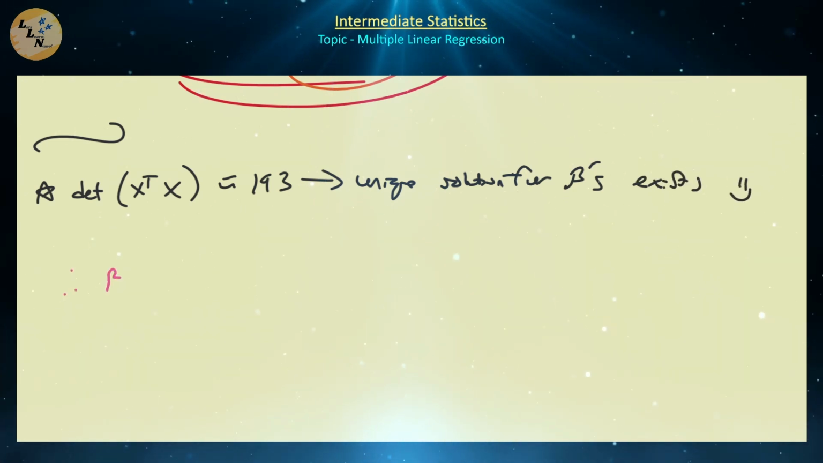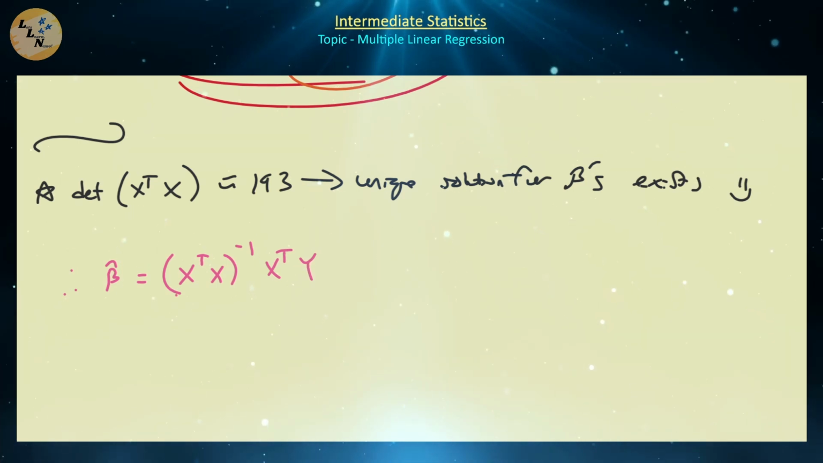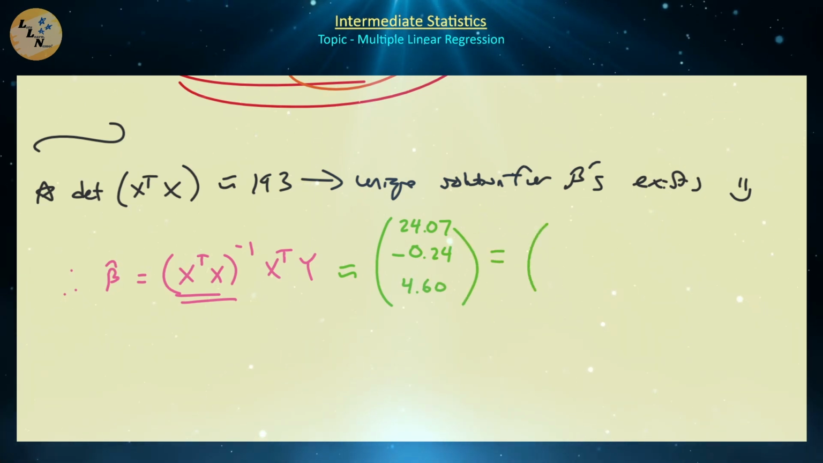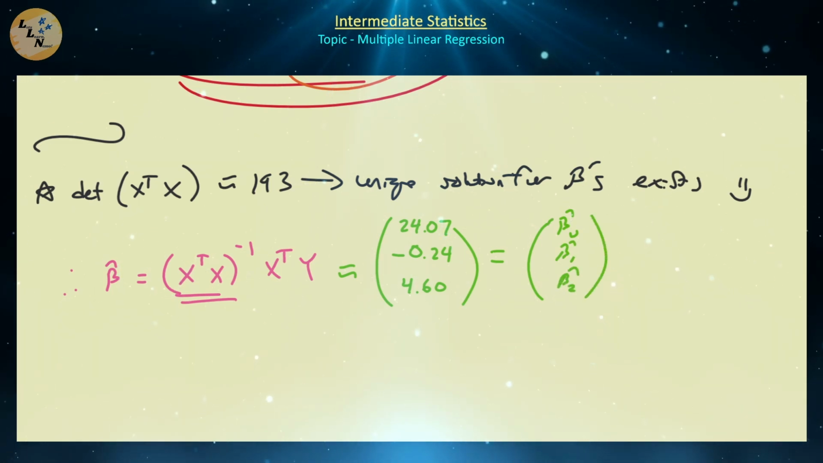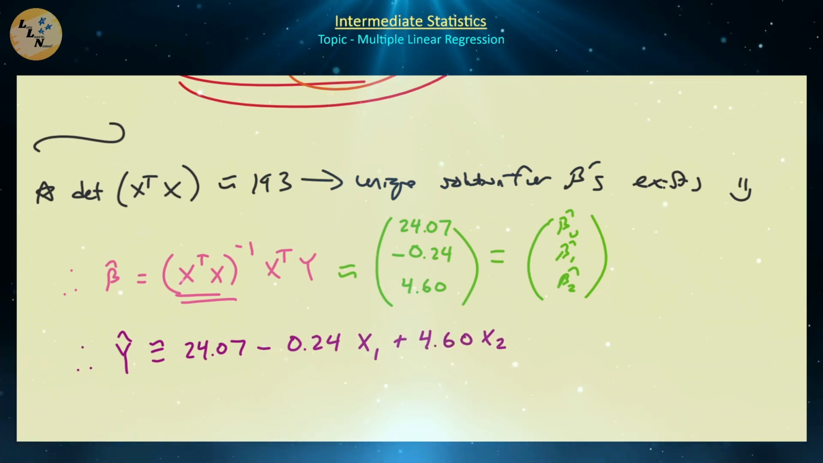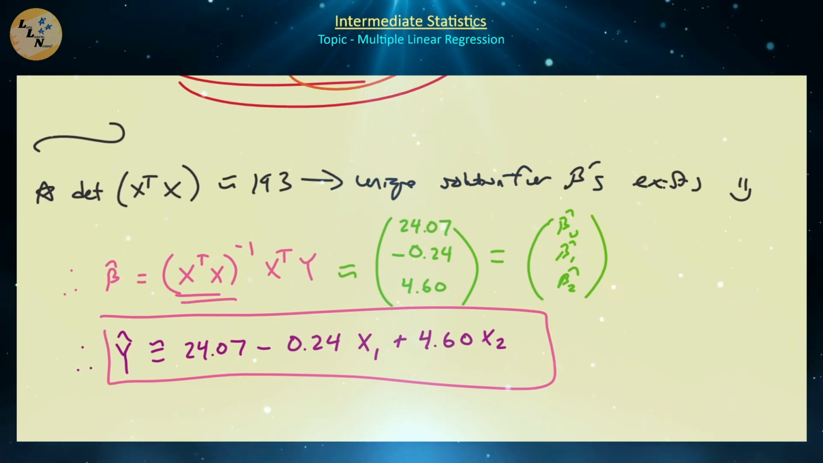So therefore, beta hat is going to be equal to, again, XTX inverse times XTy. So once you find the inverse of that XTX matrix and then multiply that by XT and then multiply that by y, you will be able to get the following 3 by 1 vector, which is approximately equal to 24.07, negative 0.24, and 4.60, which corresponds to our elements beta hat 0, beta hat 1, and beta hat 2 for our model parameters. Therefore, our predictor model is going to be approximately equal to 24.07 minus 0.24x1 plus 4.60 times x2, and this is our model for predicting happiness given a level of hunger and a level of sleep.